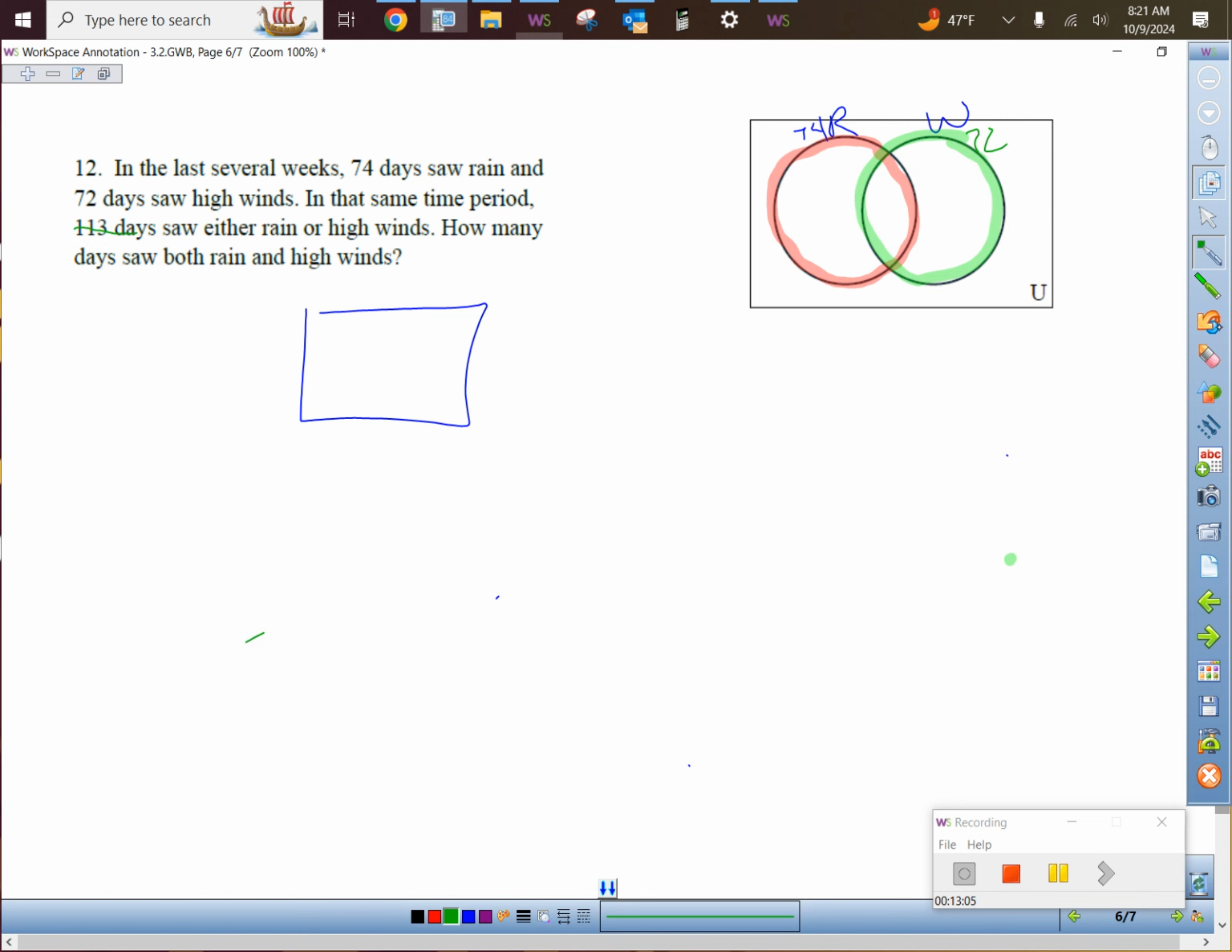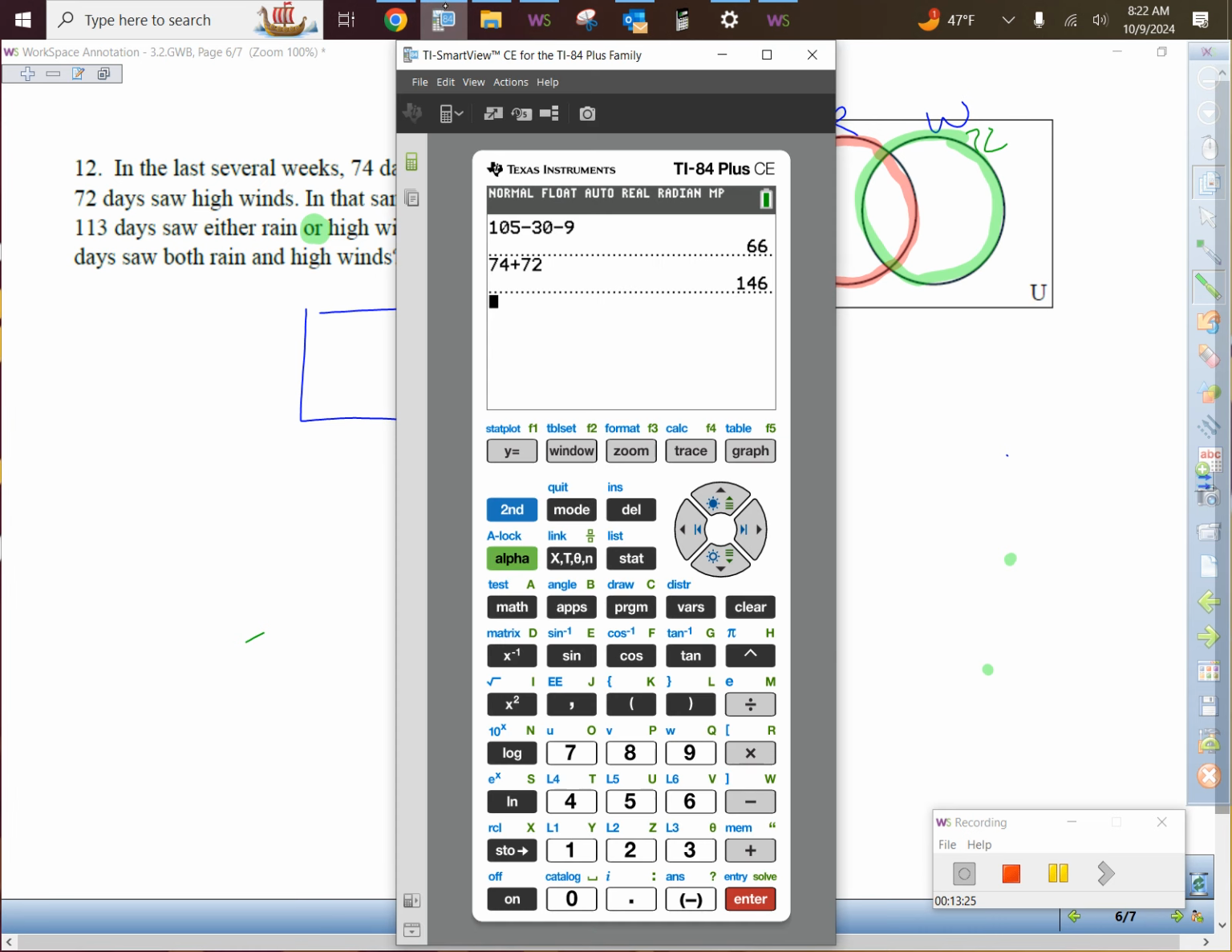113 days saw either rain, and here's the magic word, or high winds. What does or mean? Say union. Union is what the or means. So that means everything inside here should add up to be 113. Are you with me on that? We have too much, right? Do you know why we have too much? Because some days had both rain and high winds. That's the intersection of those two sets, right?